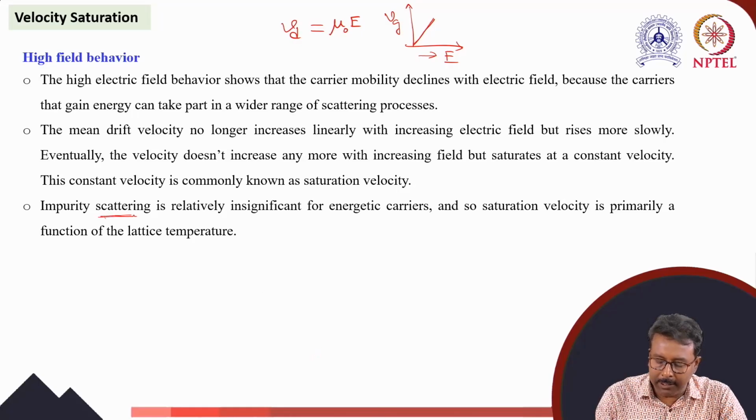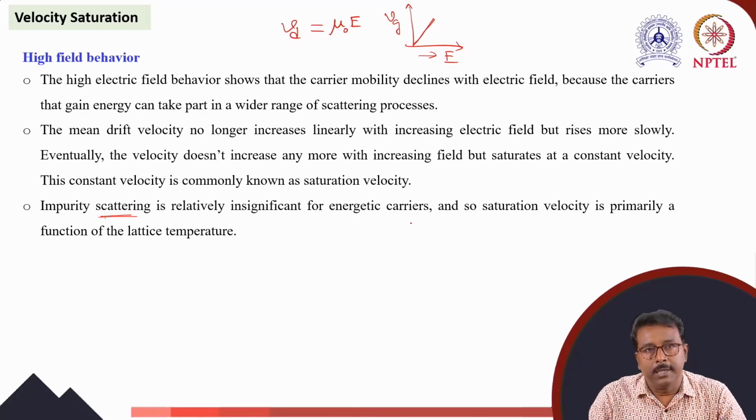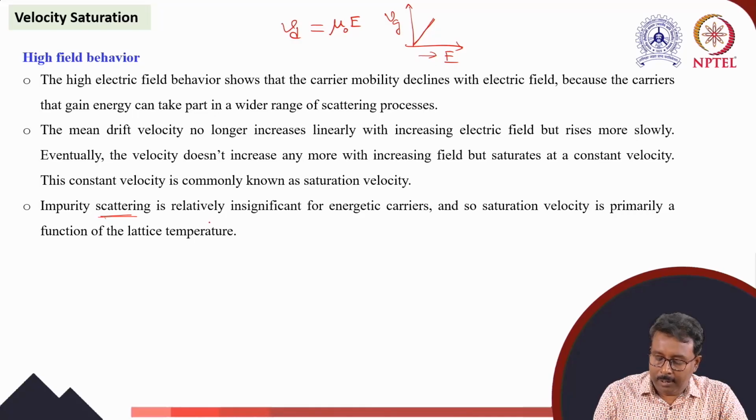The impurity scattering is relatively insignificant for high energy carriers. High energy carriers means at a high electric field. If you apply a high electric field between two terminals of a semiconductor material, carriers will have a drift motion and the carriers will have a high energy due to the external application of electric field. And for these energetic carriers, impurity scattering is becoming relatively insignificant.